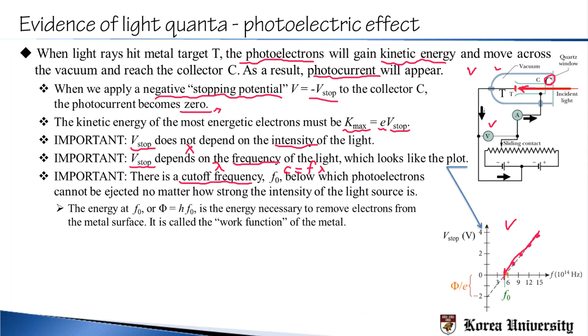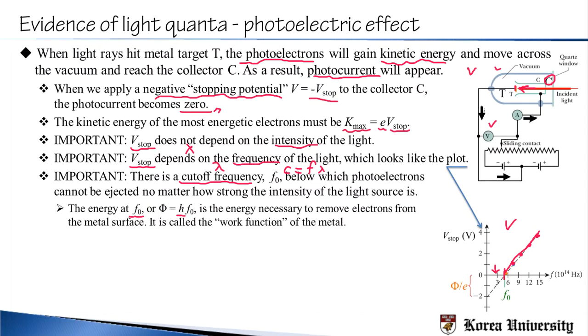Okay, this is the cutoff frequency, below which photoelectrons cannot be ejected. For example, if you are over here, below this frequency, however strong the light you send, the electrons will never come out. And this cutoff frequency actually depends on what kind of metal target you have. We saw that it was different between sodium and zinc. So therefore, it is a property of the metal itself.